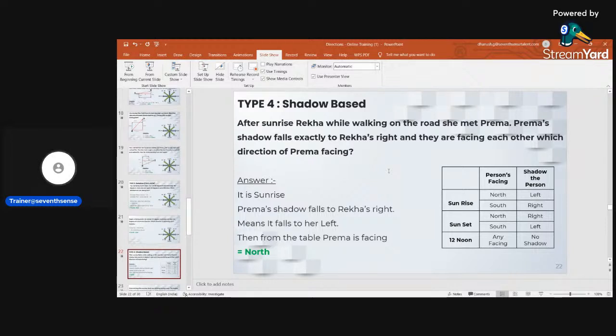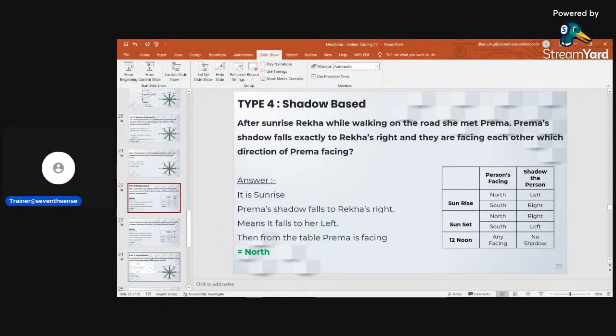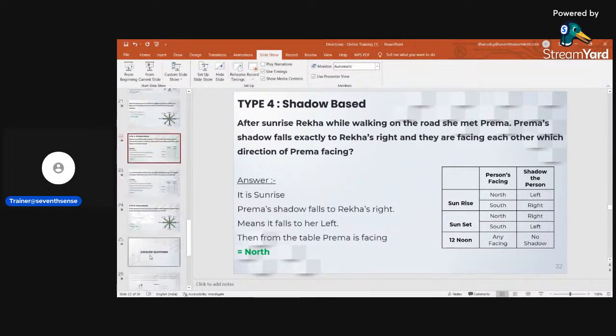For Prema, if Rekha and Prema are facing each other, they are opposite of each other. So if Prema's shadow lies to the right of Rekha, then Prema's shadow lies to the left of Prema, right? So the answer is not here. Okay, so I hope it's clear.